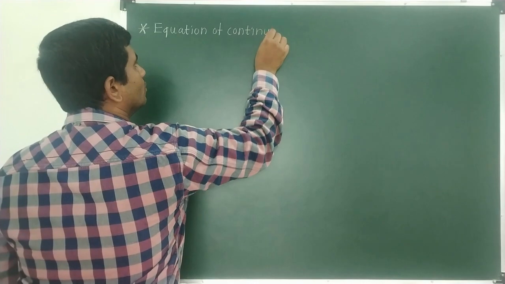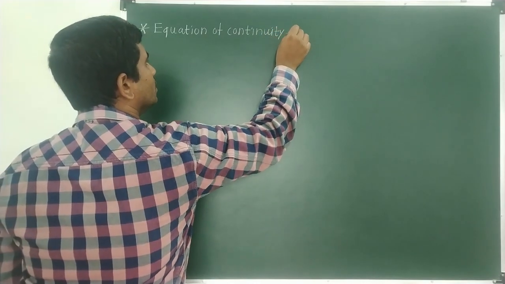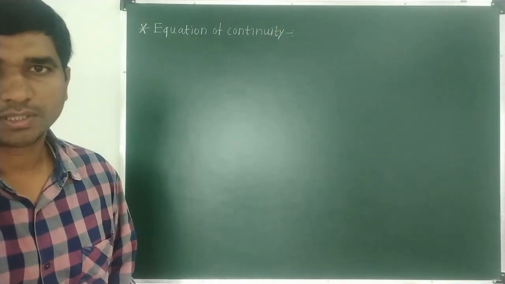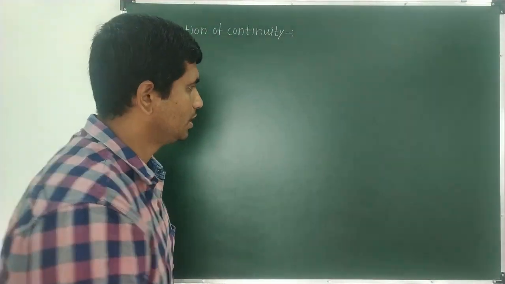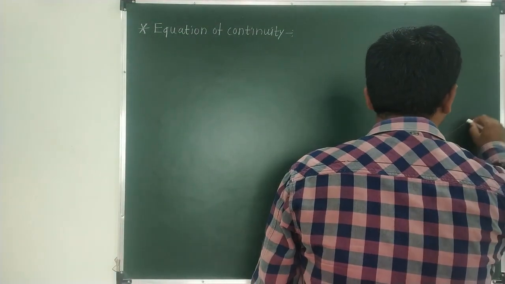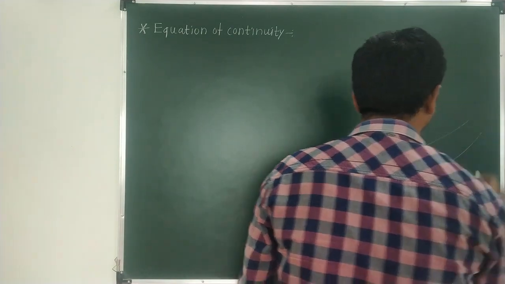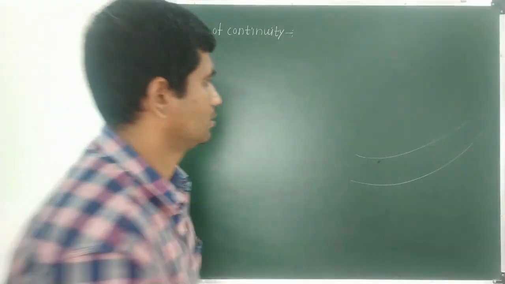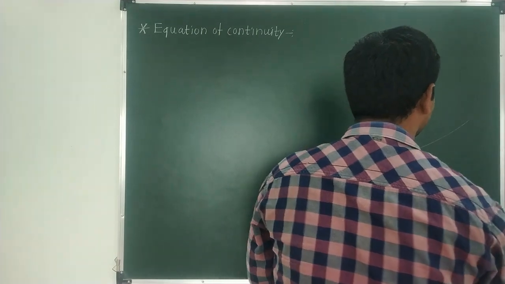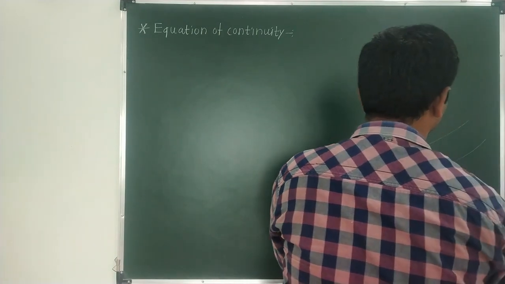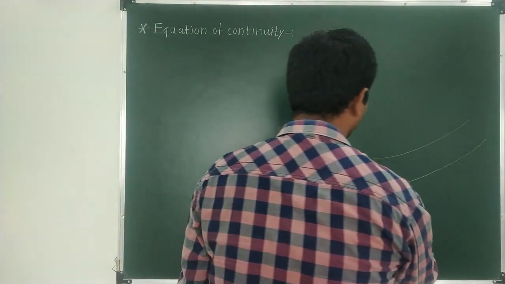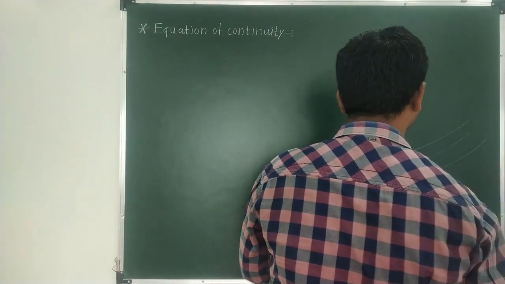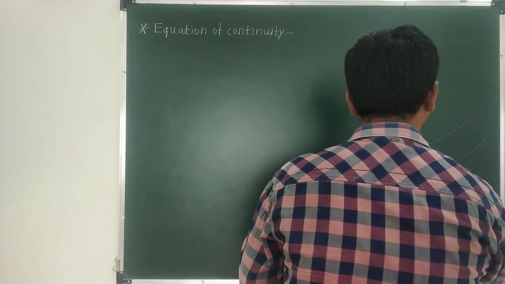Now, for this equation of continuity, we will consider one tube through which the liquid is flowing. For example, let us say this is the tube. This is a kind of tube through which this liquid is flowing, and as this liquid is flowing, I will just show over here the flow of liquid. It is like this.